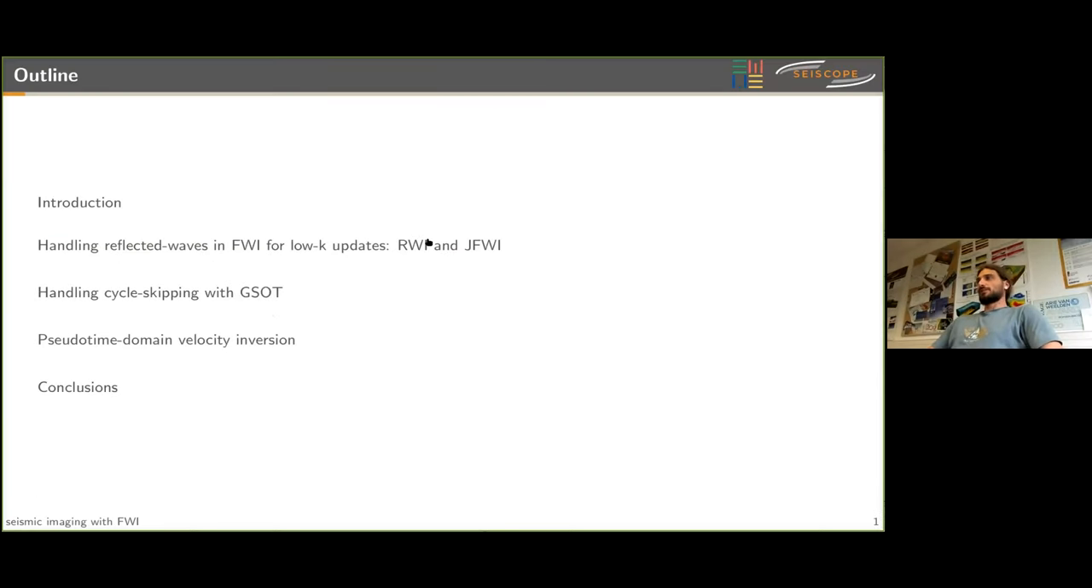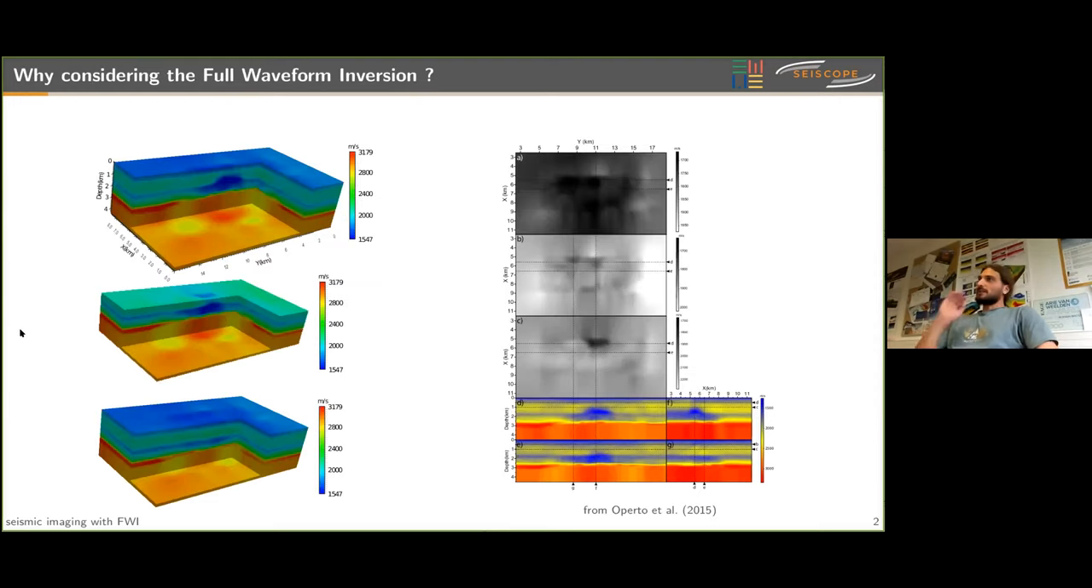So I will go briefly through an introduction to present full waveform inversion, how it works, and what are some physical assumptions behind it, and then how to manage reflected waves in such an algorithm, and what are the different problems and solutions we can have with such an algorithm. So let's start with the introduction.